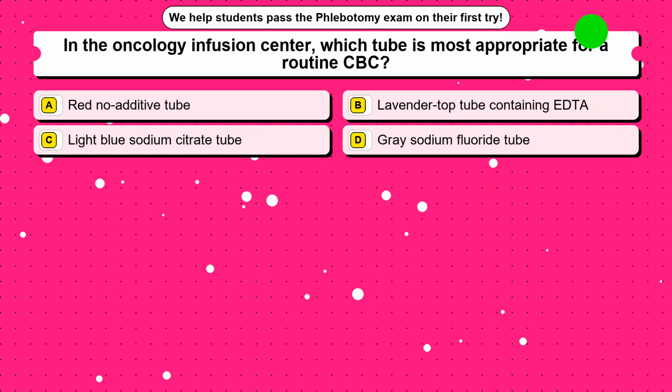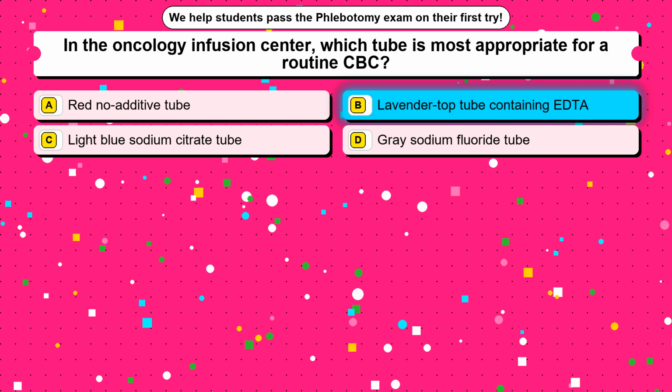Question 44. In the Oncology Infusion Center, which tube is most appropriate for a routine CBC? Option A, red no additive tube. Option B, lavender top tube containing EDTA. Option C, light blue sodium citrate tube. Option D, gray sodium fluoride tube.